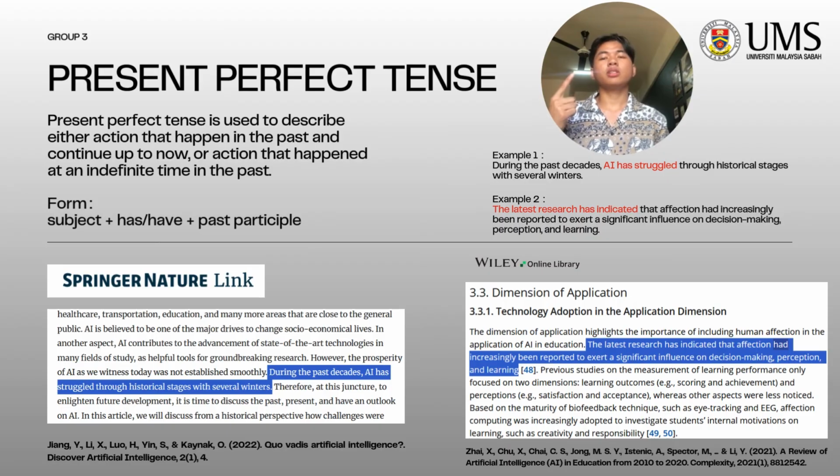First example is, during the past decade, AI struggled through historical stages with several winters. Second example is, the latest research has indicated that affection had increasingly been reported to exert a significant influence on decision making, perception, and learning. Both of these examples satisfy the form of a present perfect tense.